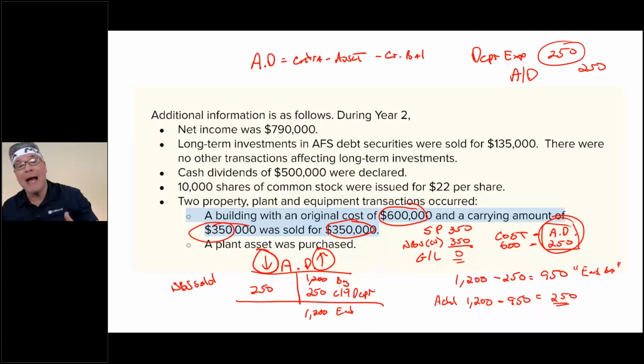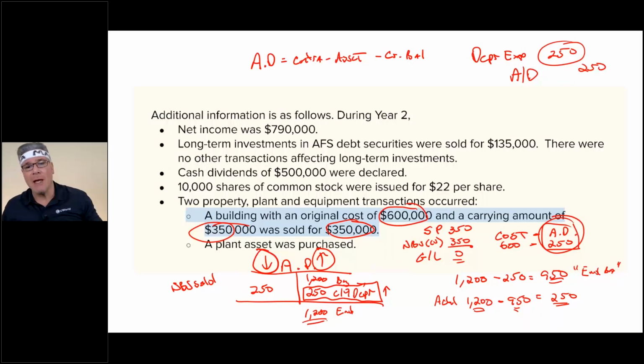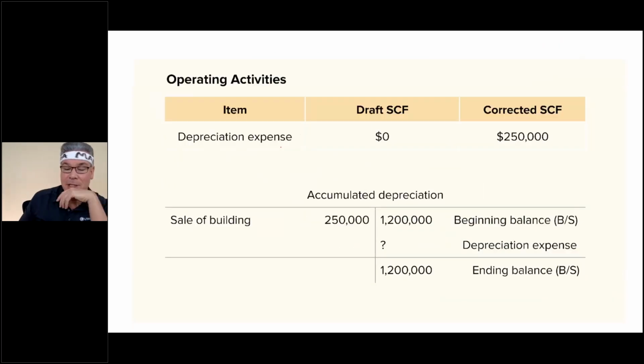It's another way to back into that current year depreciation, because your ending balance would have been 950 if there were no current year depreciation, and we know that there is. All righty, so the actual ending balance, $1.2 million, not 950. Current year depreciation makes accumulated depreciation go up. $1.2 million plus the 250, $1.450 million minus the 250, yup, $1.2 million. So the corrected amount for depreciation expense, 250. We add that back, that gets added to our net income.